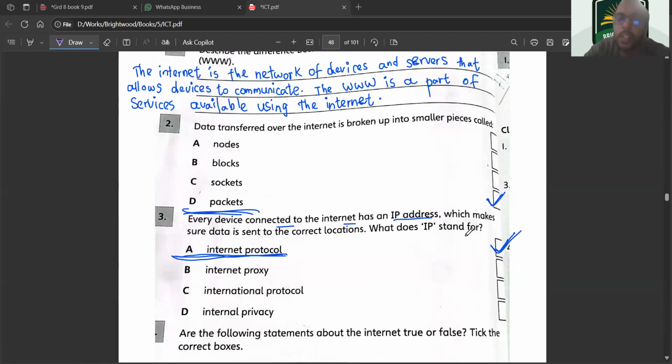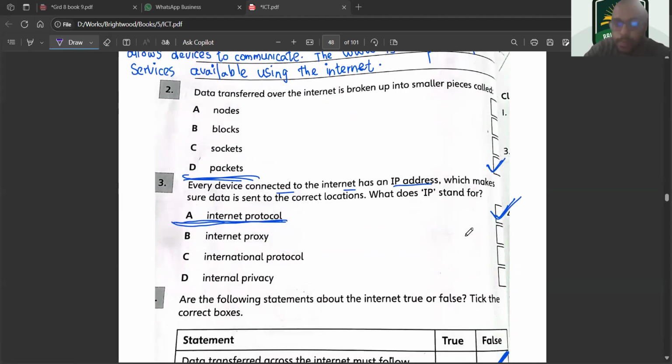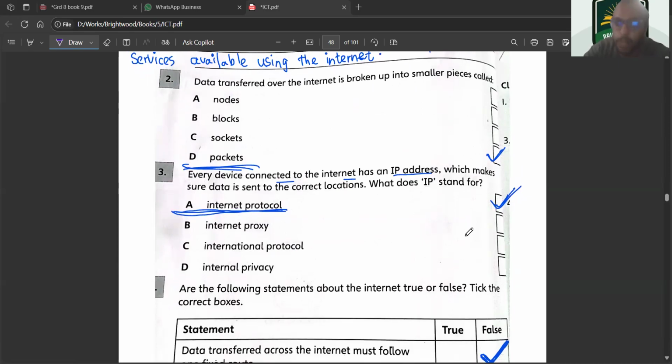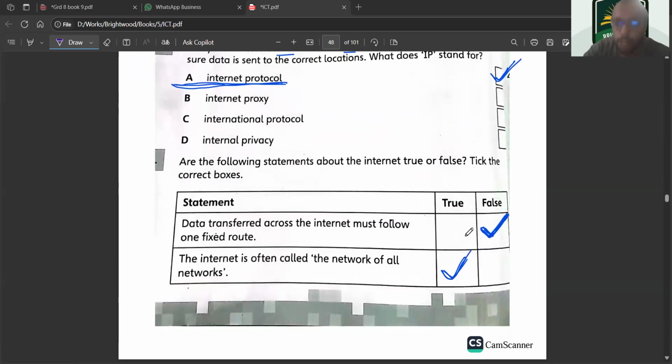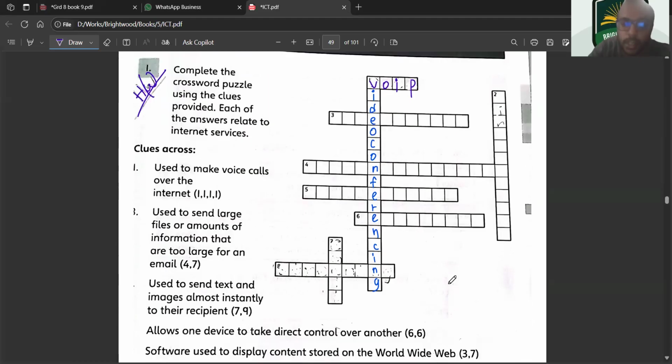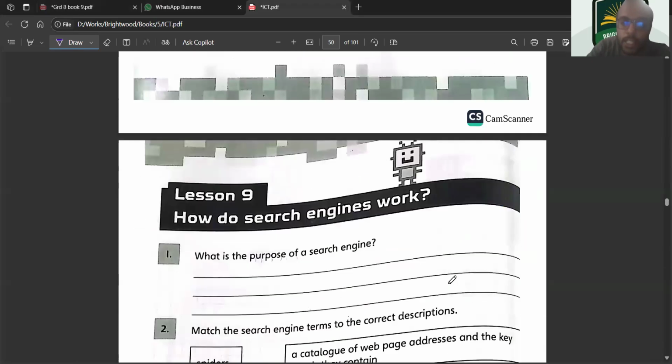Data transfers over the internet are broken up into small pieces called packets. Every device connected to the internet has an IP address. What does IP mean? Internet Protocol. And next one, false and true. So here you have to do this one as homework. First of all, try it. I will discuss it on the next day.